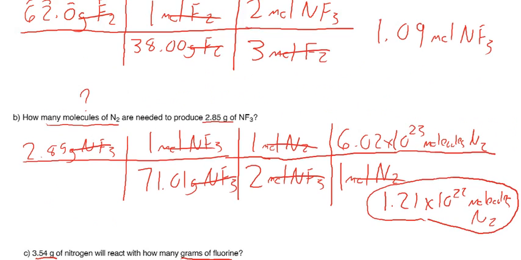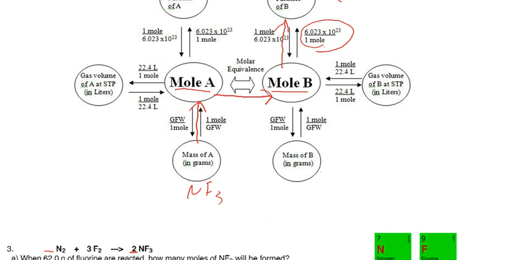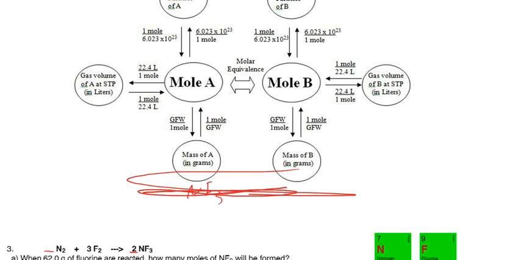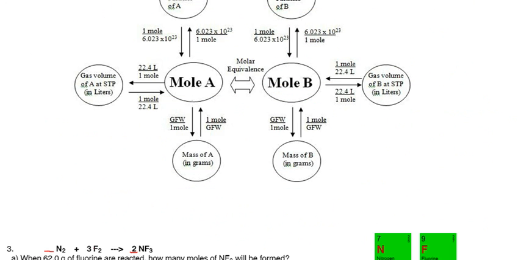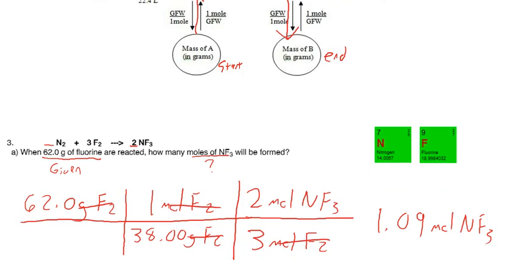So let's take a look at our flow chart. We are going from grams of one substance to grams of the other. So we are starting here, and we're going to end in grams of the other. Our game plan is to convert to moles of the first substance, use the equation to convert to the moles of the other substance, then convert to grams of the second substance.